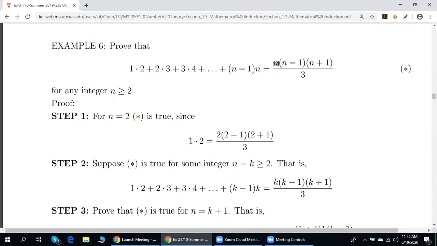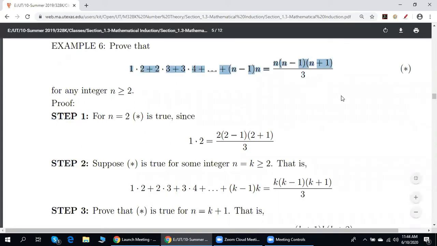Then we replace n here, here, and here by 2. Done. And one can easily check that the left-hand side, which is 2, is equal to the right-hand side, which is 2 times 1 times 3, 6, divided by 3, 2. We are done with step number 1. Step number 2. Suppose this is true for some integer n equal to k, where k is greater or equal to 2, because here we have 2. That is this.